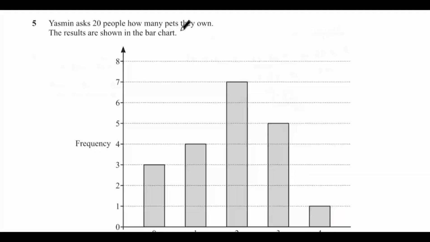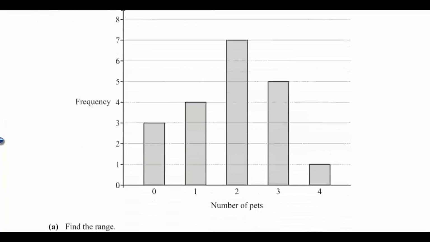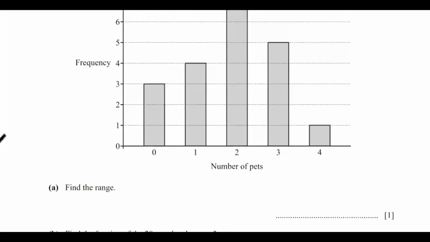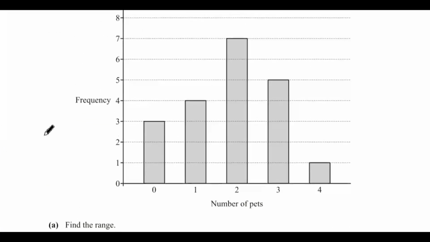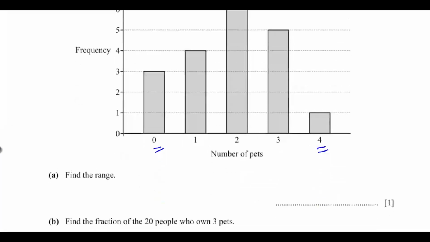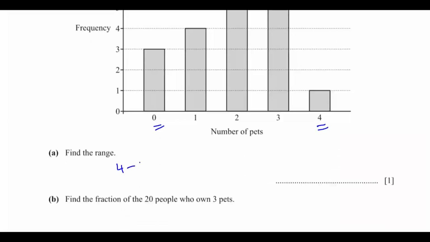Question 5. Yasmin asks 20 people how many pets they own. The results are shown in the bar charts. Find the range. Okay, so we have the highest number of pets to be 4 and the lowest to be 0. So the range will be 4 subtract 0. So that will be 4.